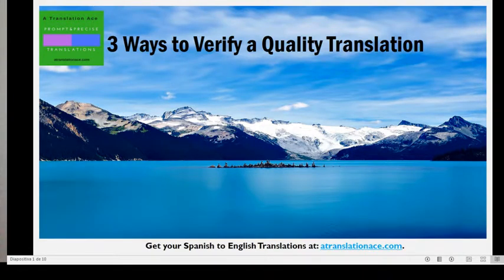Hello and welcome to 3 Ways to Verify a Quality Translation. I'm Professor Winn, a certified English, Portuguese, and Spanish to English translator here in Orlando, Florida. And today we're going to look at 3 ways to verify a quality translation.